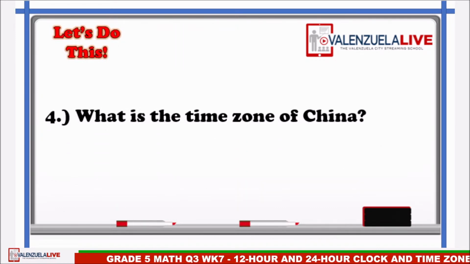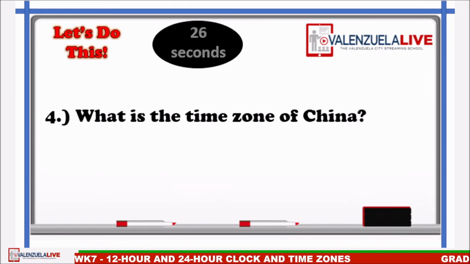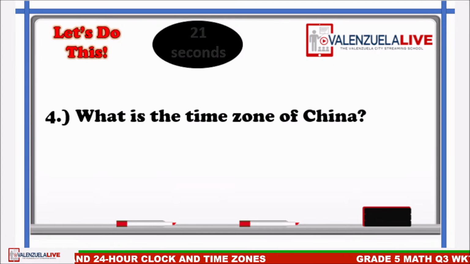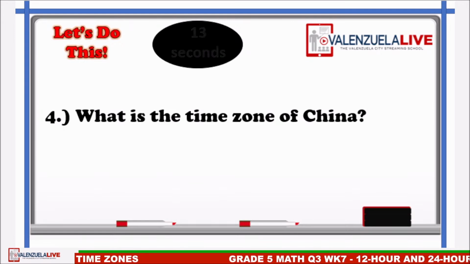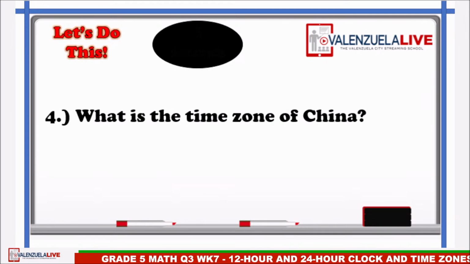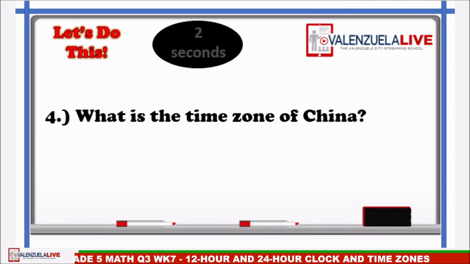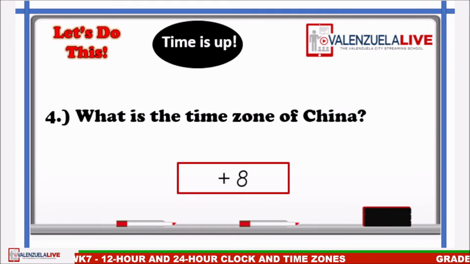Next, what is the time zone of China? Timer starts now. The correct answer is positive 8.